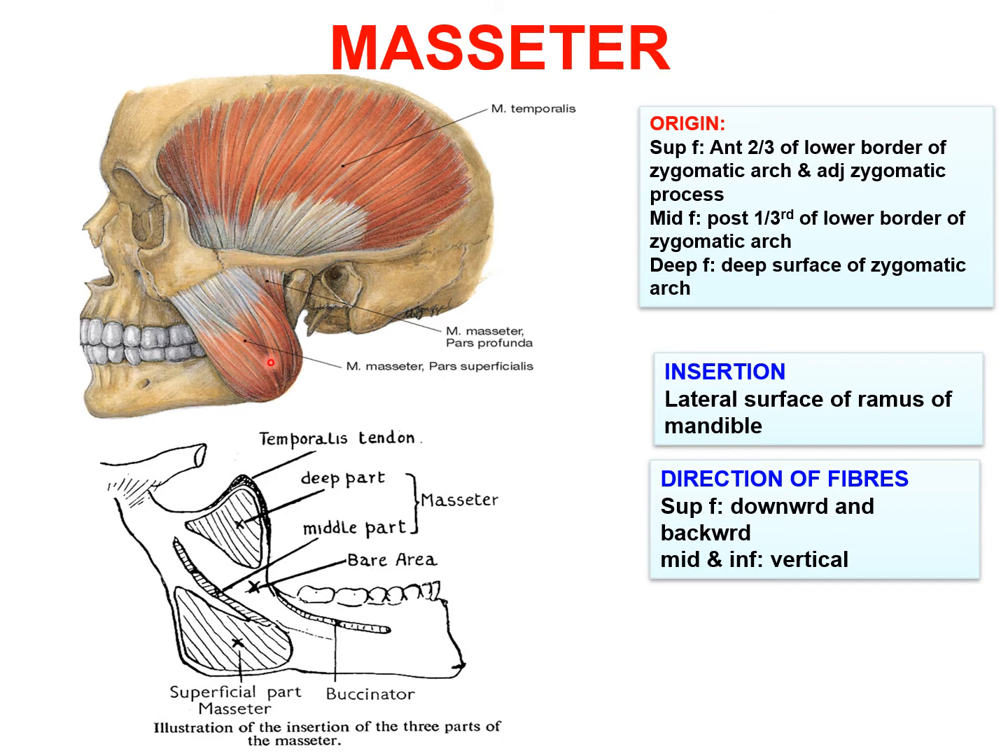And the muscle is getting inserted onto the lateral surface of ramus of mandible and also along the angle of mandible. The direction of fibers, the superficial layer is going downwards and backwards, whereas the middle and deeper layer are running vertically. This is the point of insertion of superficial part, this is the point of insertion of middle layer, and this is the deeper layer of masseter.